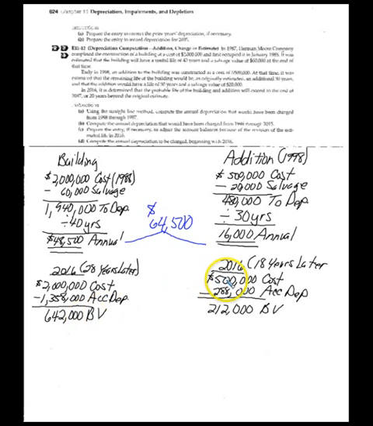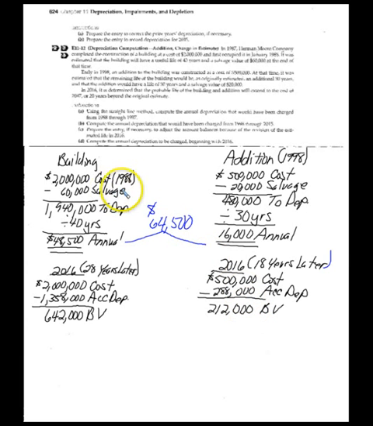I did the same thing over here with the addition. The original cost is $500,000. 18 years later, from 1998 to the beginning of 2016, so it doesn't include 2016, accumulated depreciation would be the $16,000 times 18 years, $288,000, for a book value of $212,000.